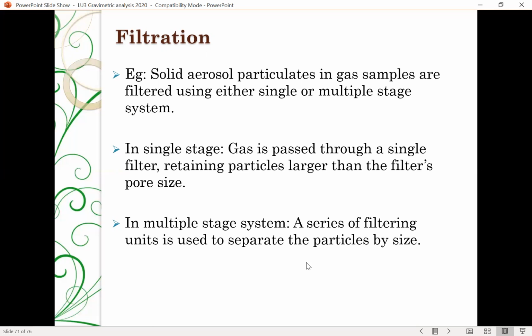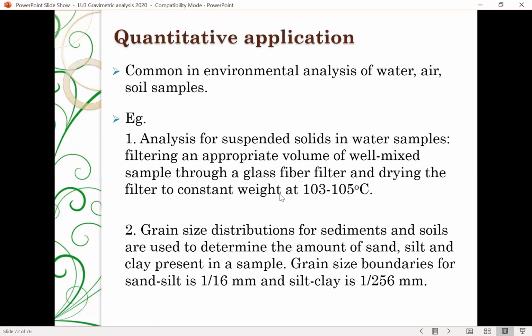Okay, so in a multiple stage system, we have a series of filtering units that is used to separate the particles by size. Okay, so you have two options for filtration of gas.